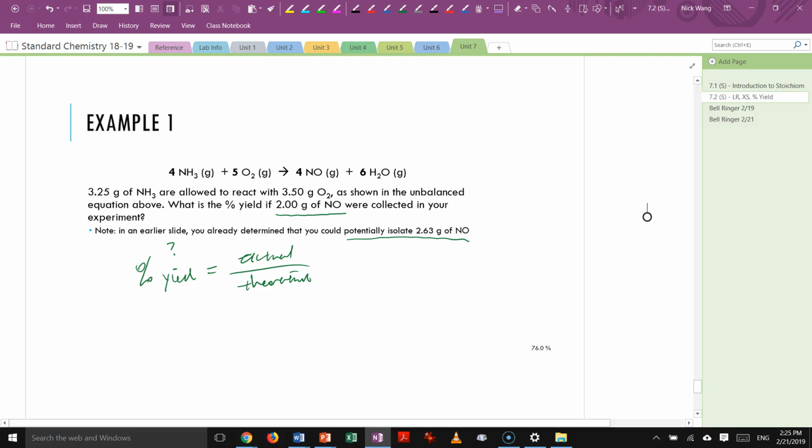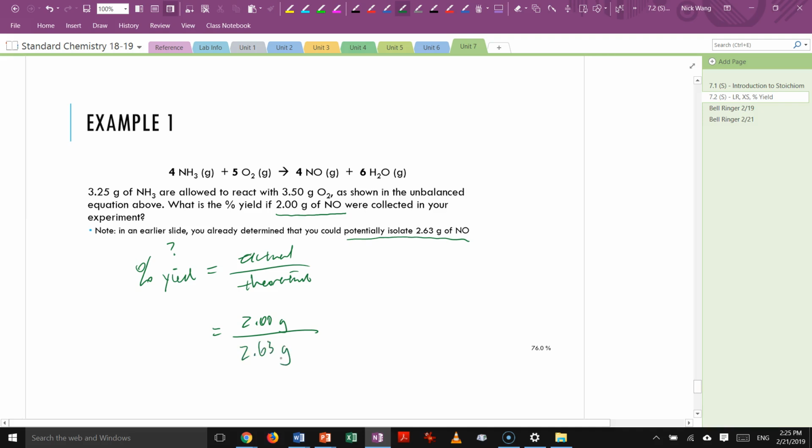Yeah, well, that's the actual yield because that's telling you that you were able to collect, you actually collected in your experiment, 2.00 grams. So in terms of plugging numbers in, I know I have this value, right? That has the amount of NO that was produced. But if you were to go through and look at this next line and see that you could potentially produce or could potentially isolate 2.63 grams, that's going to be your theoretical.